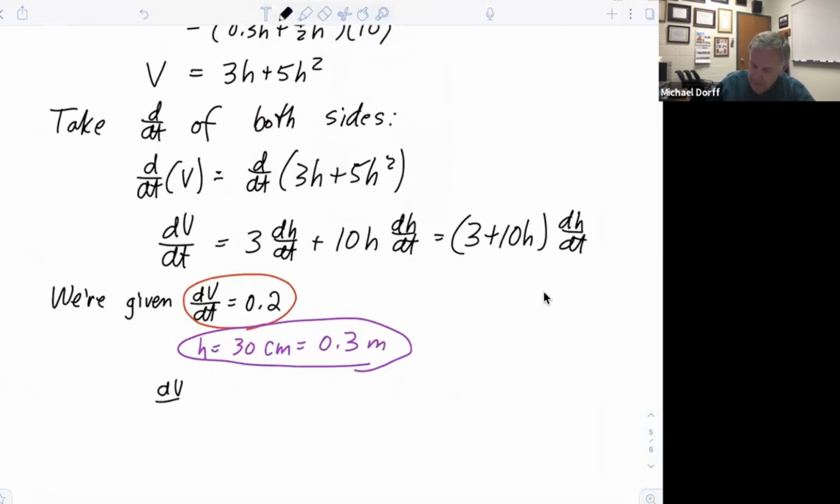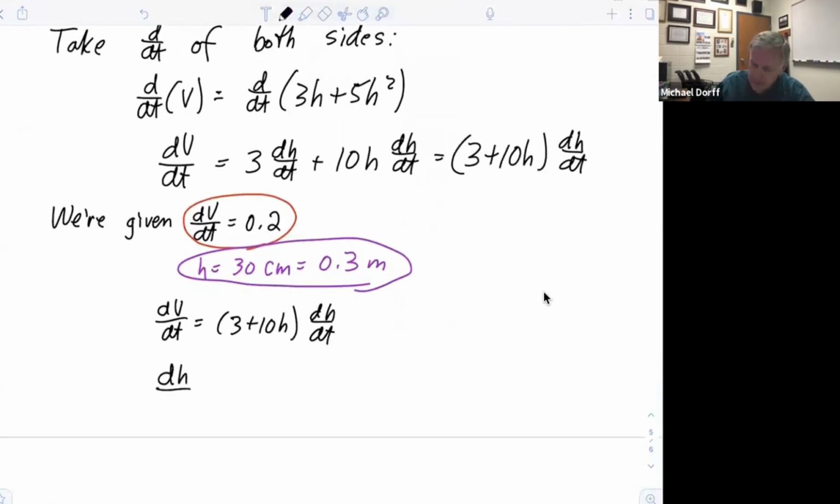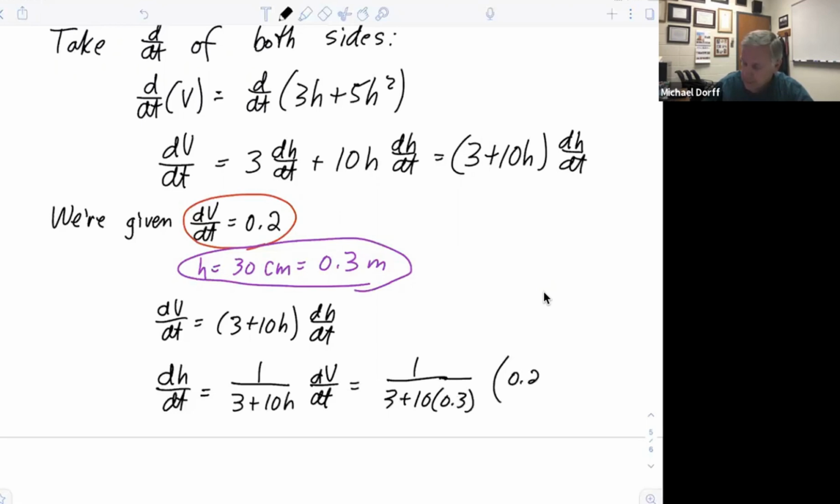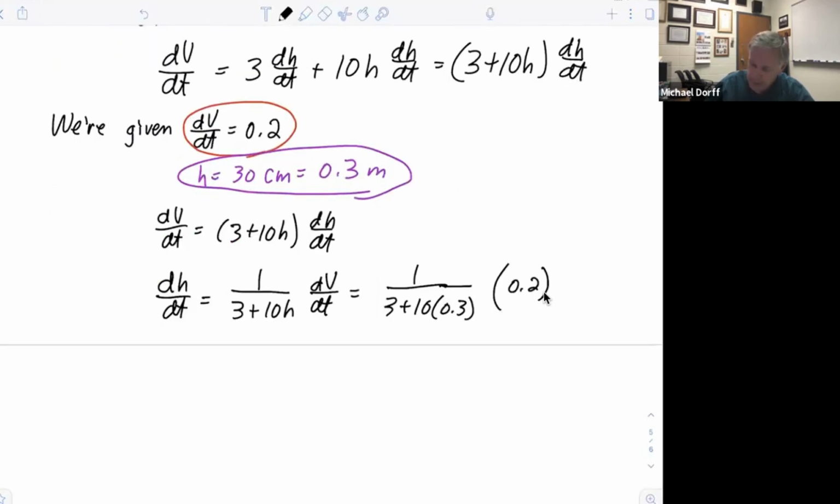So again, we have dV/dt equals (3 plus 10h) dh/dt. We're trying to solve for dh/dt, so I'm going to write dh/dt by itself. That's going to be 1 over (3 plus 10h) times dV/dt. So substituting those values in, I get 1 over (3 plus 10 times 0.3), so 1 over 6, times 0.2. And then working that out, I get 0.2 over 6, which turns out to be the same as 1 over 30. And then what are my units?